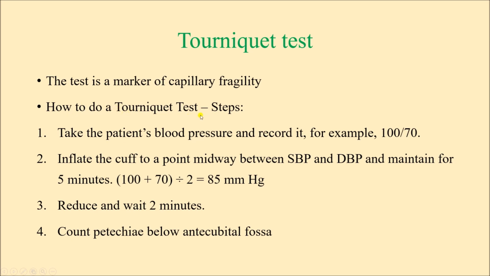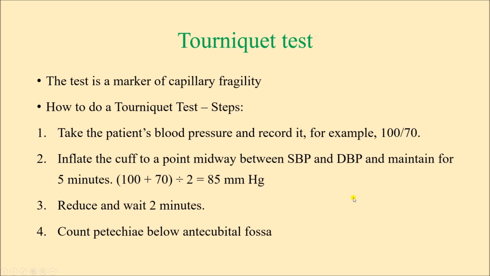So how to do a Tourniquet test? What are the steps? We often ask our students about the Tourniquet test. So this is an important viva question. First, we need to measure the blood pressure of the patient. That will give us the systolic as well as the diastolic blood pressure. In this example, say the blood pressure is 100/70.